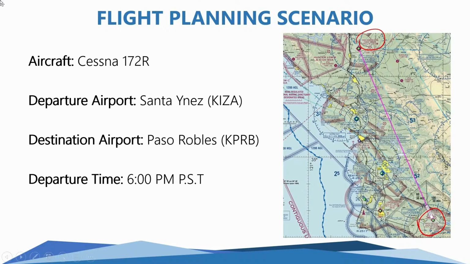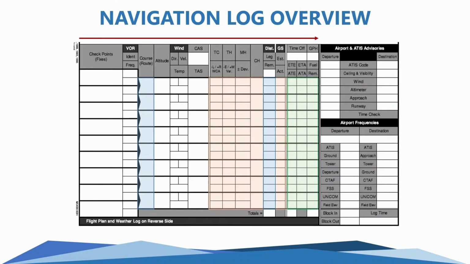Okay, so with that, before we look at the route and you guys look at this information, I'll introduce you to the navigation log. So this is your nav log. They come in different shapes, sizes, and formats. But the center part of this, from the checkpoints all the way to the green section, is always going to be the same. The airport ATIS and the frequencies, some publishers add that information in, and you can fill it out or not.